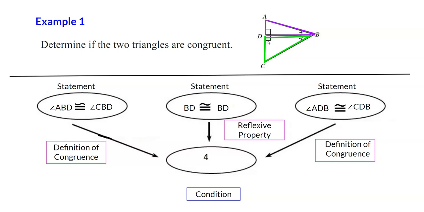Now I have all three statements, so I can say that triangle ABD is congruent to triangle CBD, and the condition is angle, side, angle. As you can see, this is an angle right here. The reflexive property gave us the side, and then this 90 degrees gave us the angle. So that's why it's angle, side, angle.